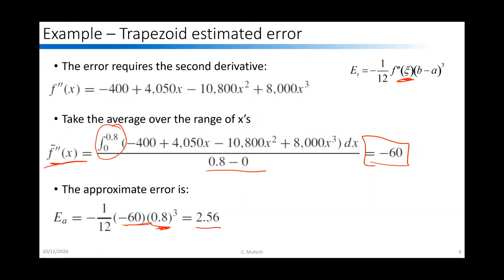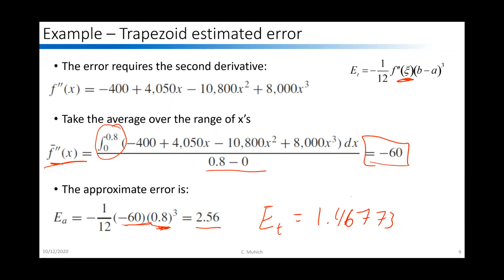And this gives me 2.56. You'll notice that this is significantly larger than my true error, which was 1.46773. So this approximate error is going to give us an upper bound of where we should sit.